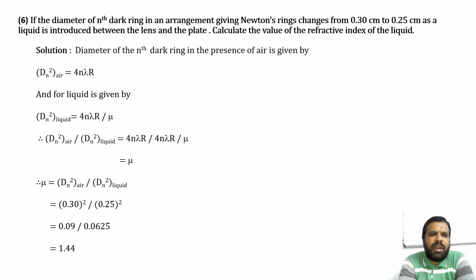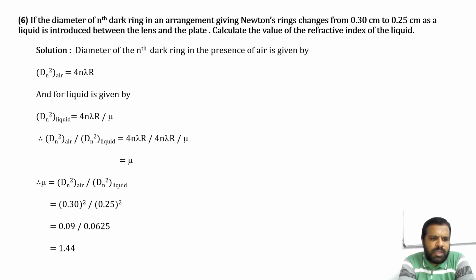Solution. Diameter of the nth dark ring in the presence of air is given by dn square in air is equal to 4n lambda r, and for liquid is given by dn square in liquid is equal to 4n lambda r divided by mu. Therefore, dn square in air divided by dn square in liquid is equal to 4n lambda r divided by 4n lambda r divided by mu. That is equal to mu.